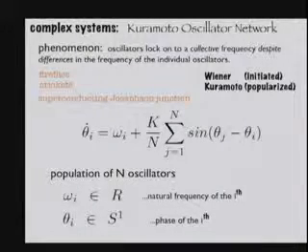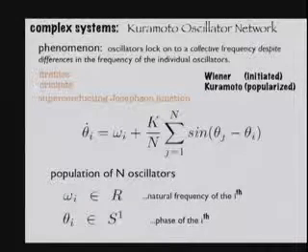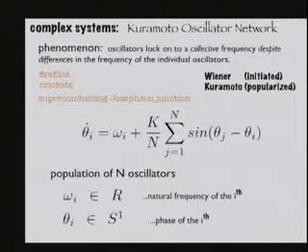Kuramoto oscillator network, and the theta dots are the phases. So an oscillator just kind of goes up and down, up and down. But if I turn it sideways, I might think of it as going around a circle, right? So think about the angular velocities being how many cycles per second.